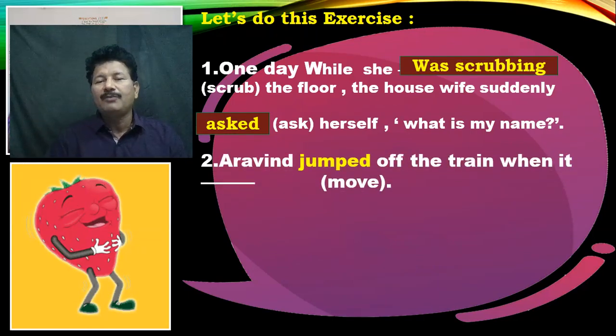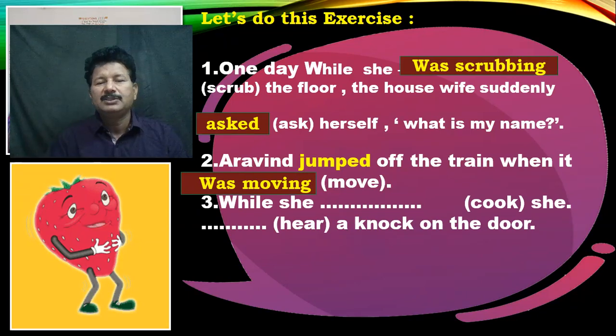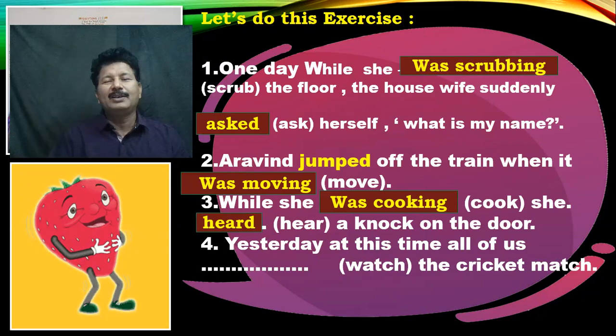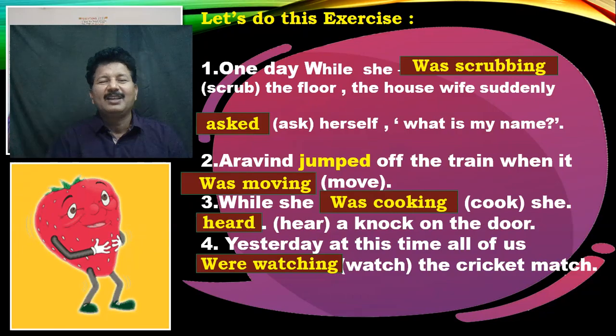So Arvind jumped off the train when it dashed, which happened for a long time. So the train was or the bus was moving. So Arvind jumped off the train when it was moving. So while she dashed a knock on the door. Like while she was cooking, she heard a knock on the door. Yesterday at this time, all of us were watching the cricket match. Right? So these are the examples for past continuous tense.